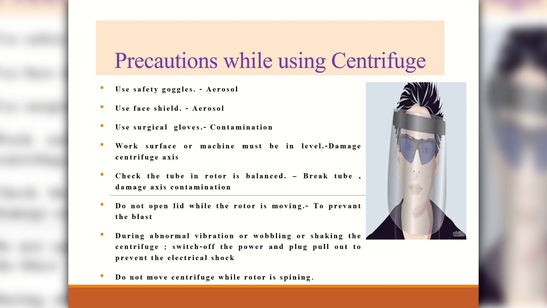Check that the tubes in the rotor are balanced, to prevent tube breakage, damaged axis and contamination. Do not open the lid while the rotor is moving, in order to prevent a blast. During abnormal vibration, wobbling or shaking of the centrifuge, switch off the power and pull out the plug to prevent electrical shock. And do not move the centrifuge while the rotor is spinning.